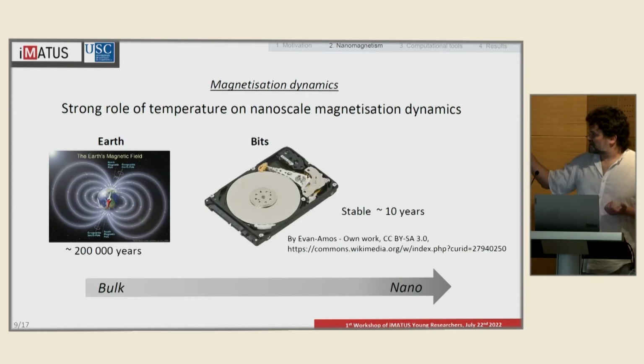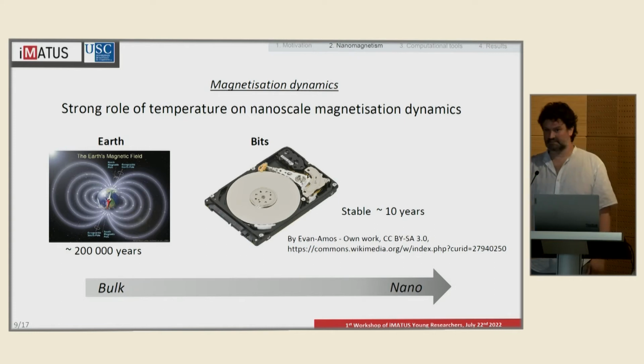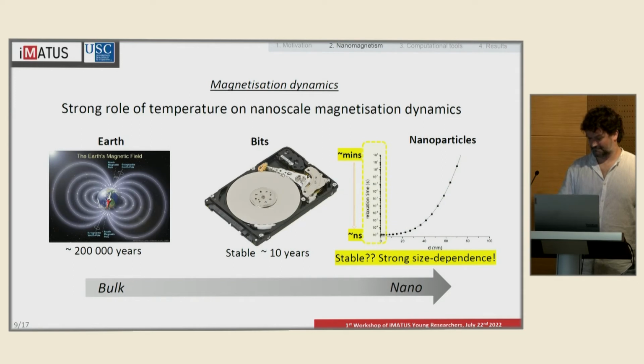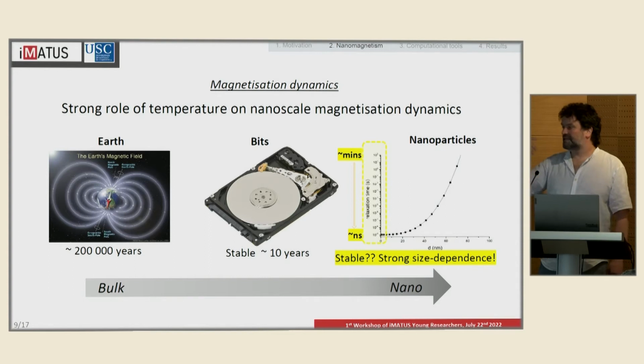If you go to something smaller, like bits, that is not the case, because we know the information in our hard disks, or in the cloud, which is essentially hard disks, is stable on average for about 10 to 15 years. But if you go to nano, we see that the stability of the magnetic moments decreases rapidly. Just lowering the size by a few nanometers lowers the stability from minutes to even nanosecond time scales.